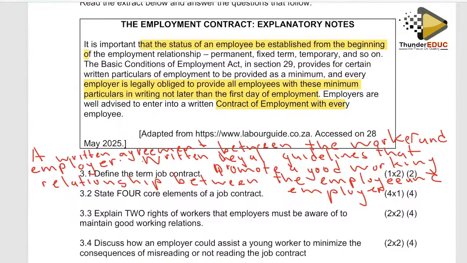All right, so the next question requires us to explain 4 elements of a job contract, the elements which are supposed to be included in a job contract. The question reads, state 4 elements of a job contract. For this one, I'll take it to the whiteboard so that we can write it there. 4 core elements of a job contract.